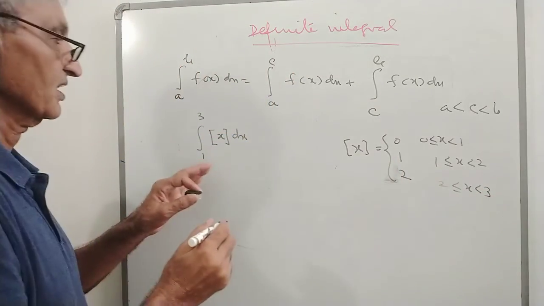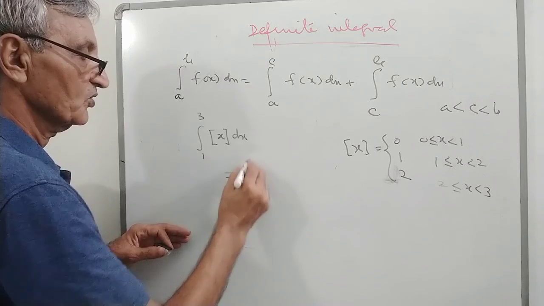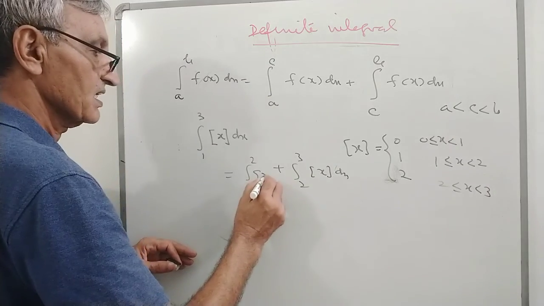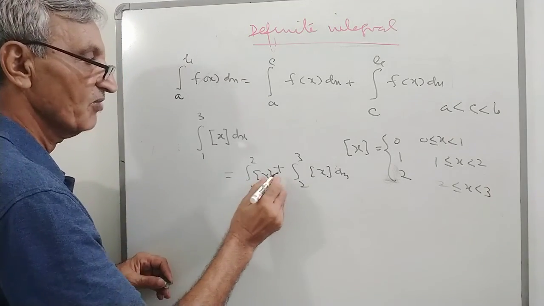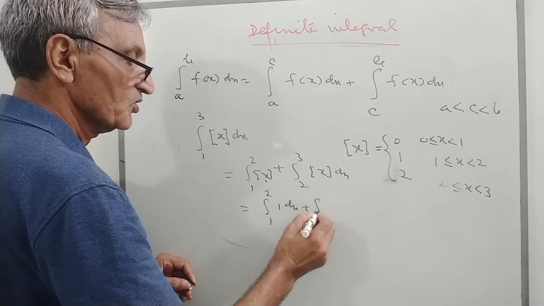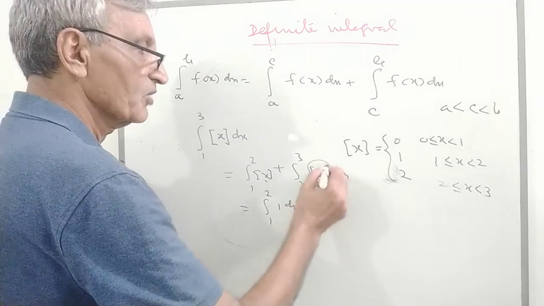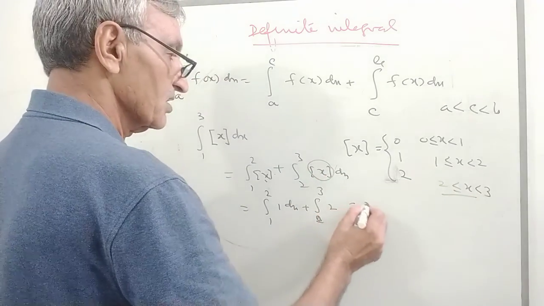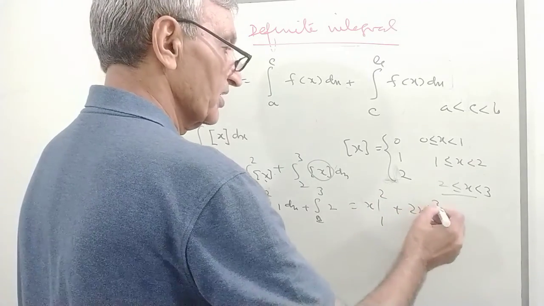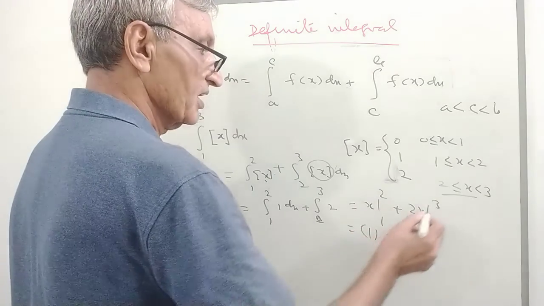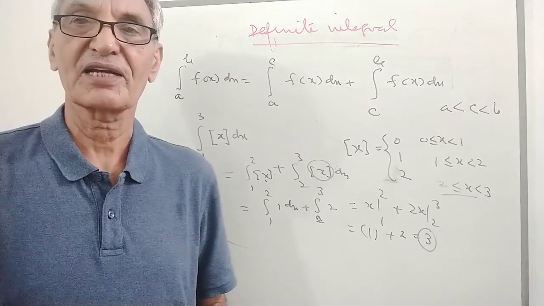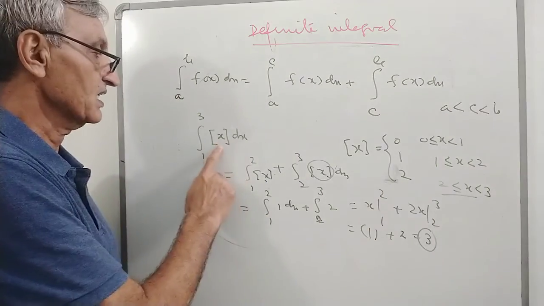So I divide the integral into 1 to 2 and 2 to 3. From 1 to 2 the bracket function has the value 1, so it is the integral of 1 dx. From 2 to 3 its value is 2, so the integral of 2 dx. The answer is x from 1 to 2 plus 2x from 2 to 3. Its value is 2 minus 1, which is 1, plus 6 minus 4, which is 2. The answer is 3.